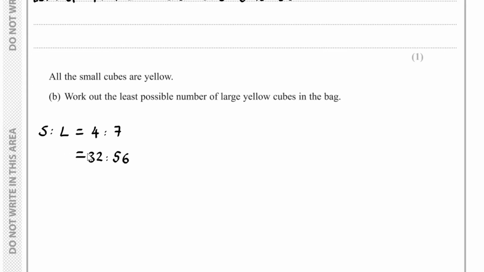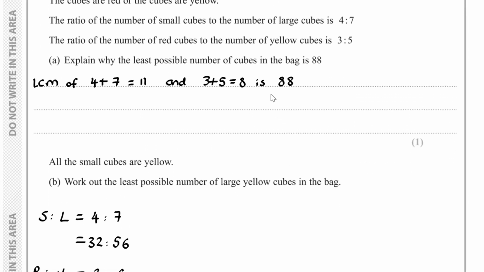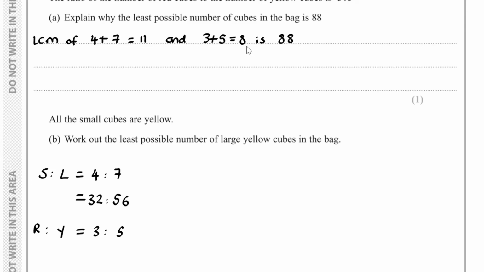And in terms of red to yellow, similar thing. Red to yellow, we have the ratio 3:5. So using the lowest common multiple, 88 divided by 8, that's 11. So 3 times by 11, that's 33. 5 times by 11, that's 55.